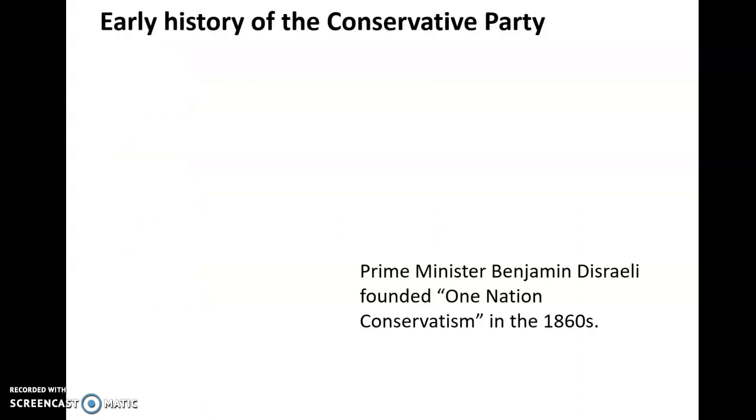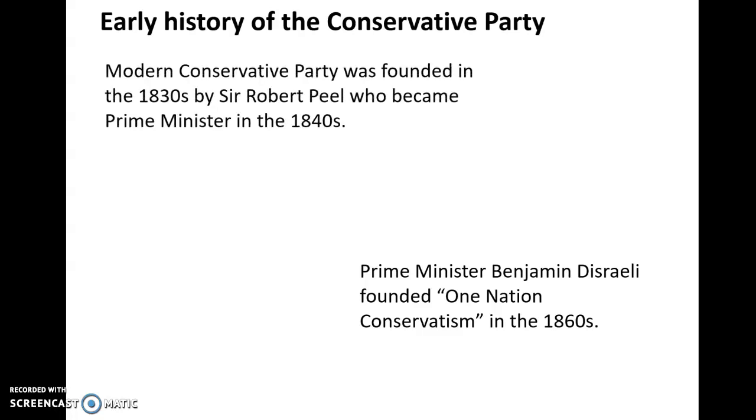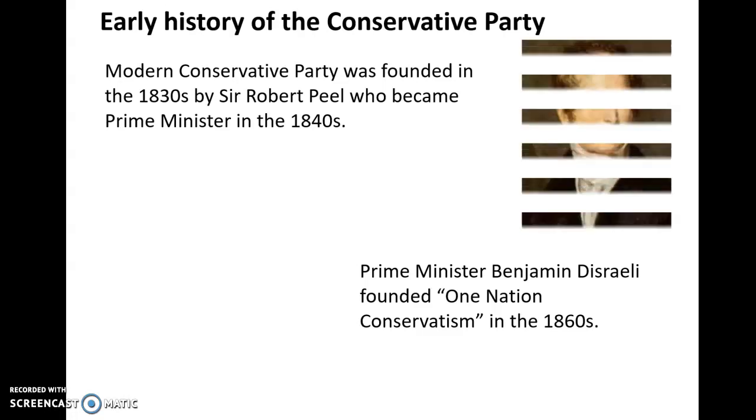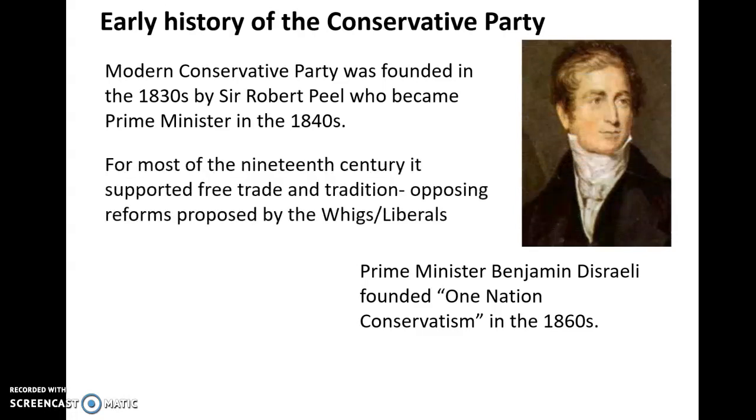Now, a quick history of the Conservatives, ignore the Benjamin Disraeli bit for this moment. The modern Conservative Party was really started in the 1830s by Sir Robert Peel. He came from Bury in Lancashire and became the MP for Tamworth. And he was Prime Minister during the 1840s. He's quite famous for setting up the police service in the 1820s under Lord Liverpool's government. And there's a picture of him.